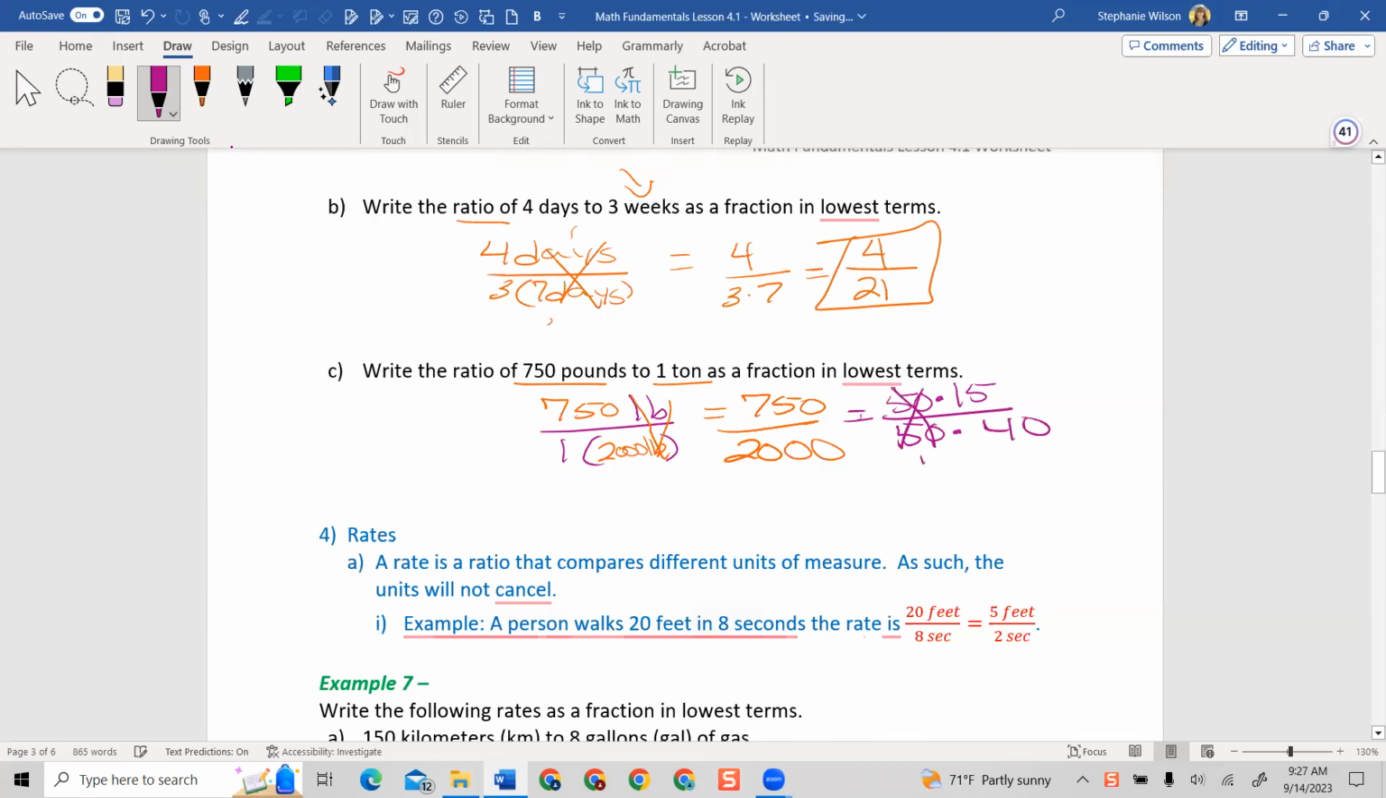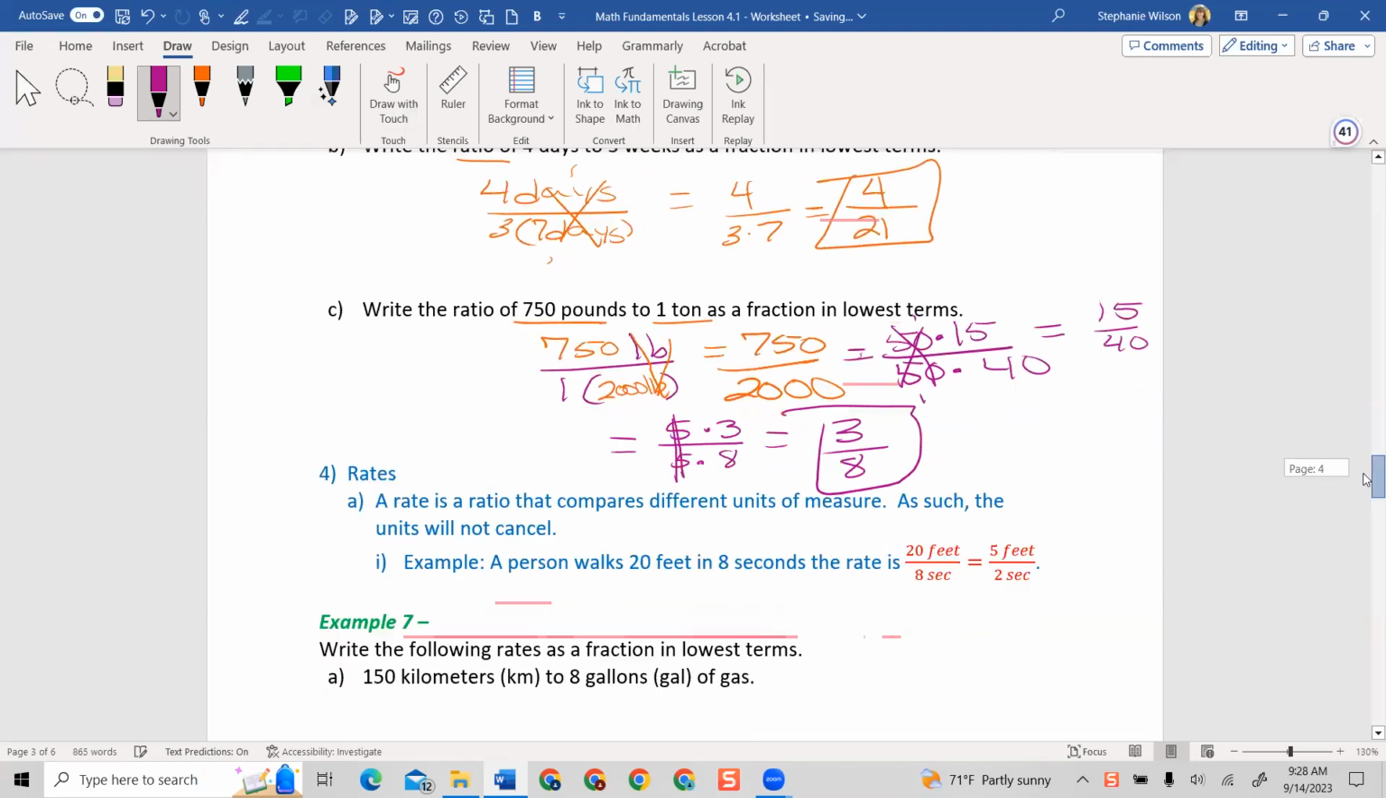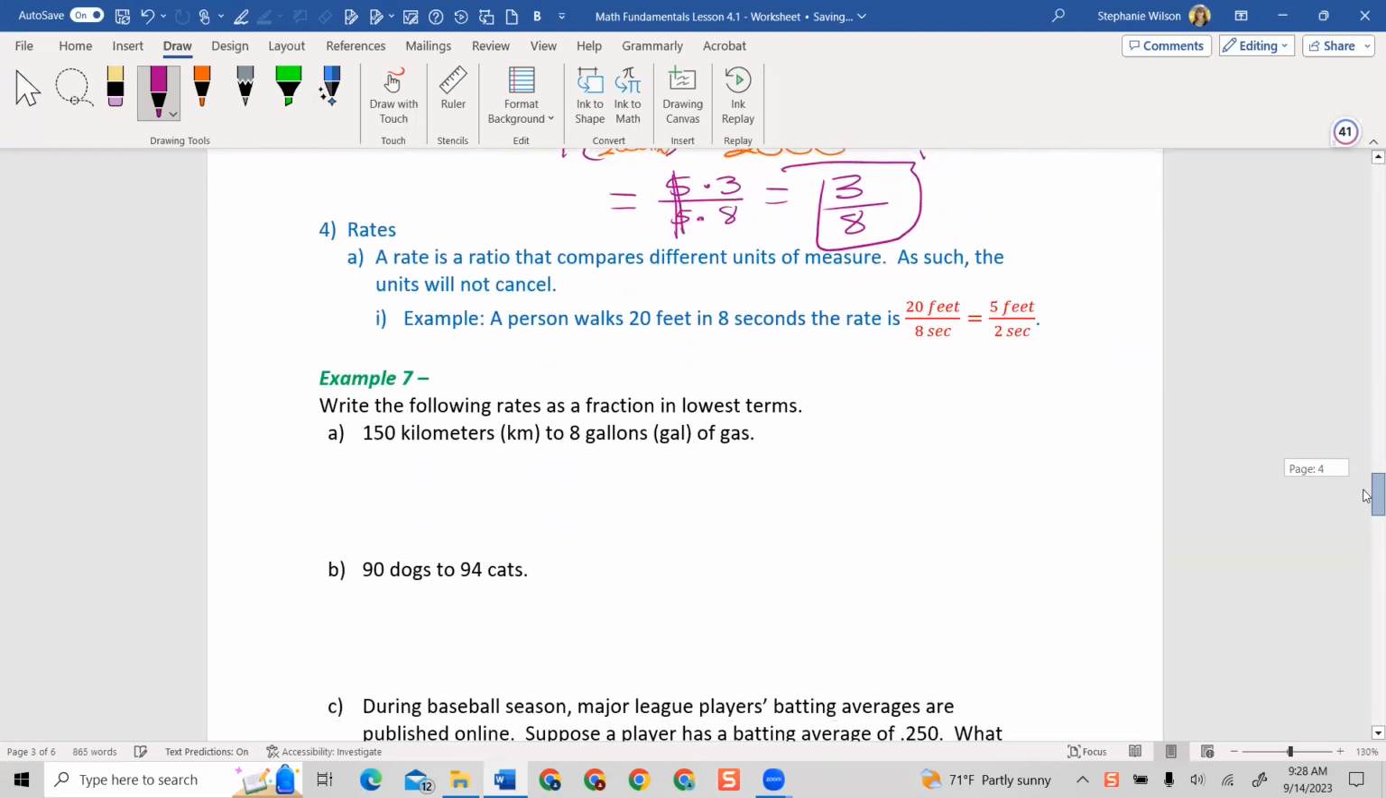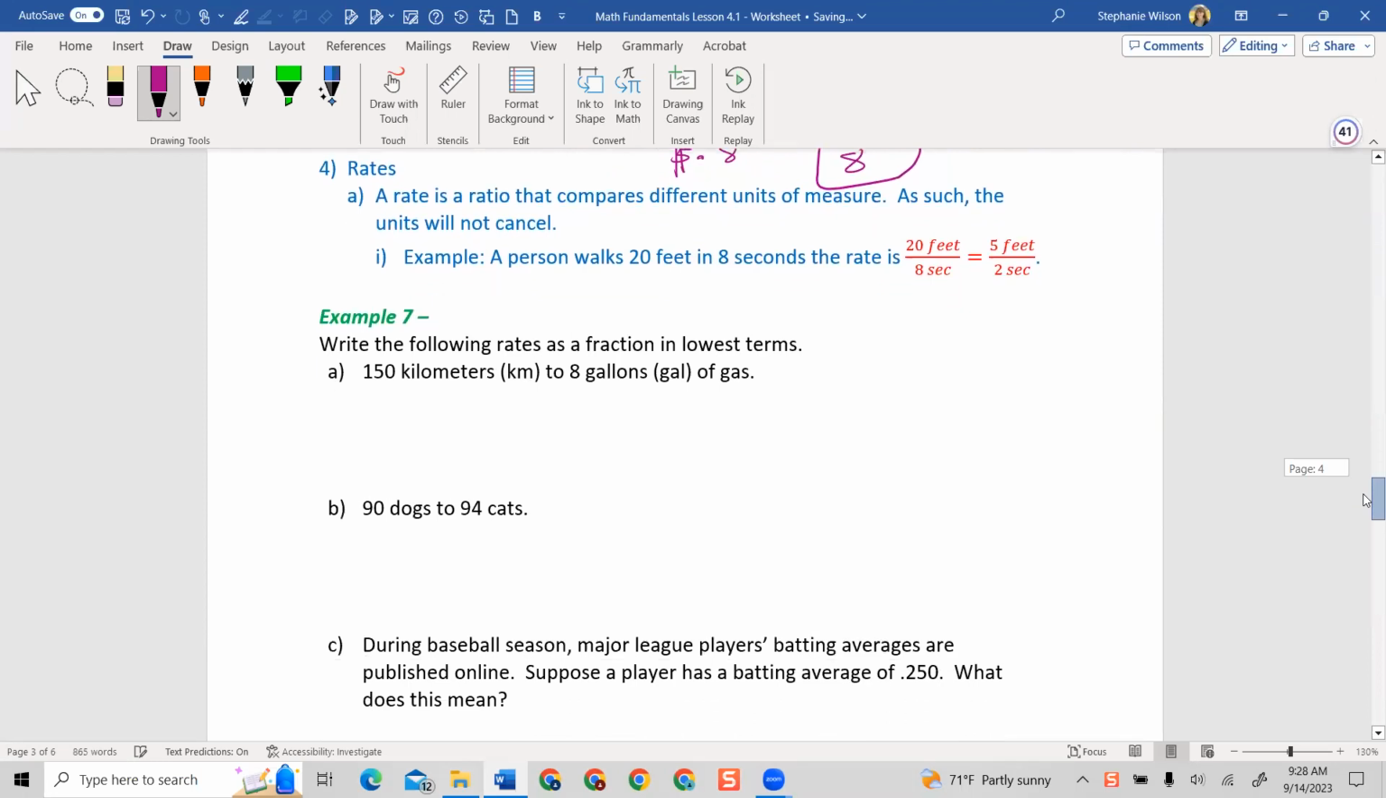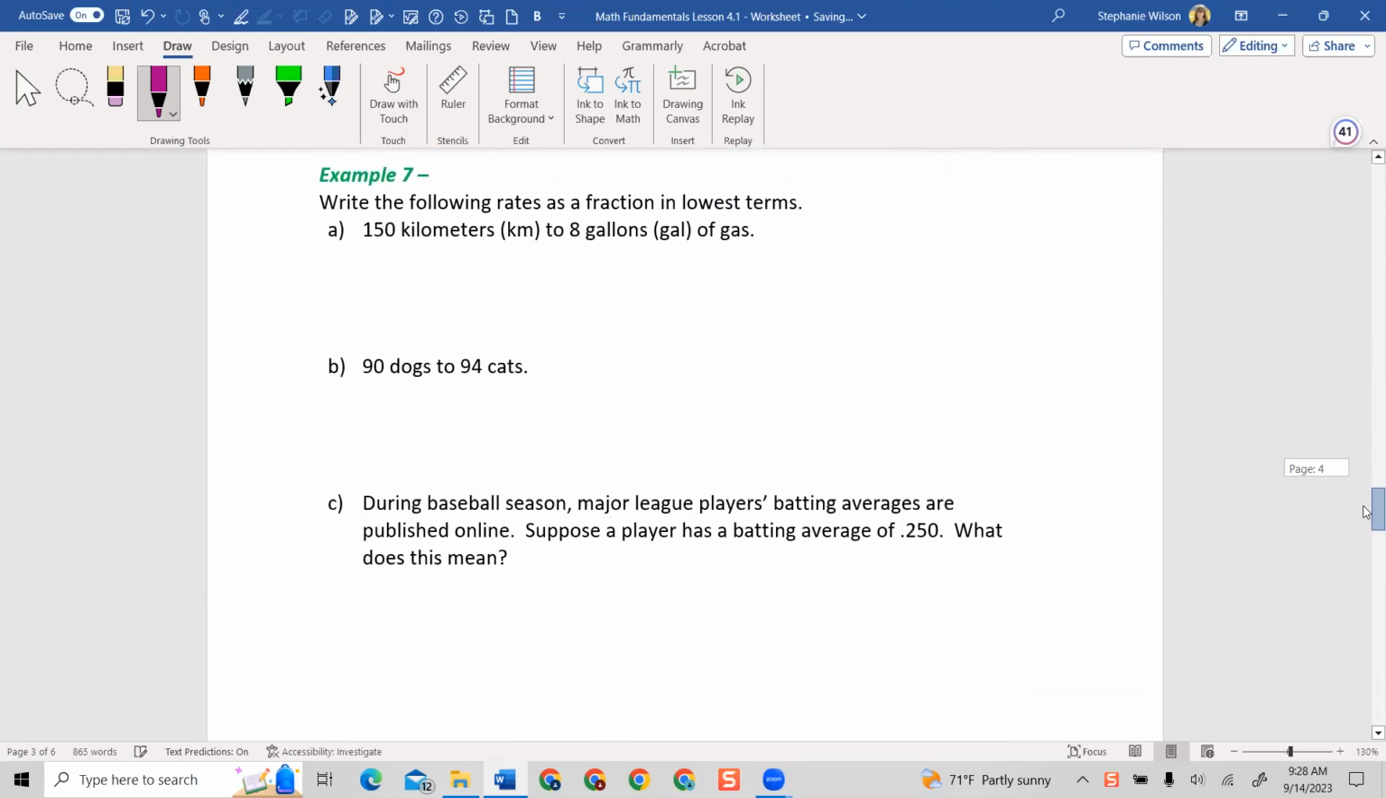So this reduces, right? It leaves me with 15 over 40. However, they end in a 5 and 0, so I can reduce it by 5. I know 15 is 5 times 3. I know 40 is 5 times 8. We reduce again, and now I'm left with 3/8. And that's my final answer. All right, so on this next one here, if you want to read the blue, and then let's move on.